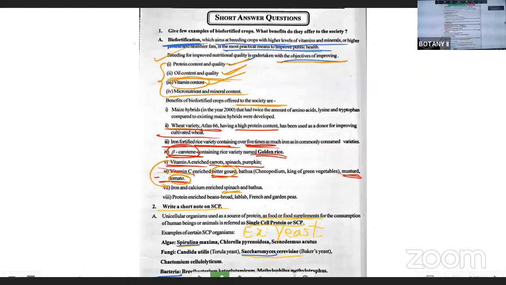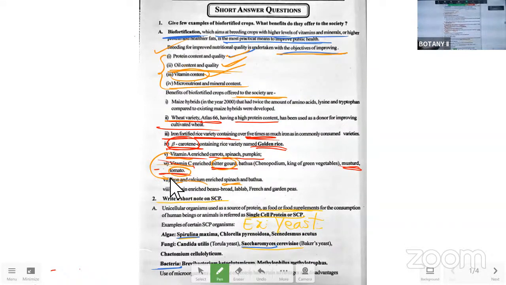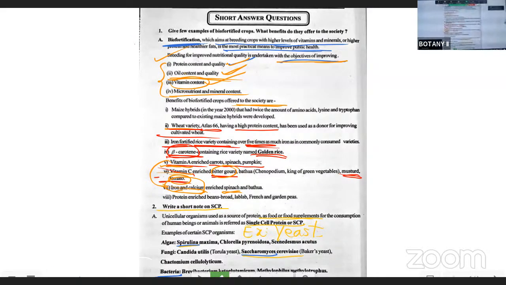Okay, so this is the most important one. If vitamin A is more, then iron and calcium will come automatically. If these 2 elements are good in the body, then this vitamin will be made by the body itself. So that's a plus point for our body. Okay, and the next one is protein enriched beans. That is what we see and use every day.